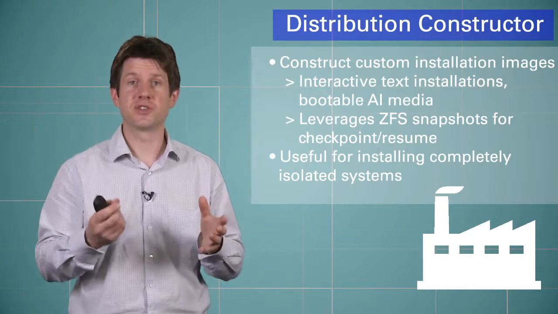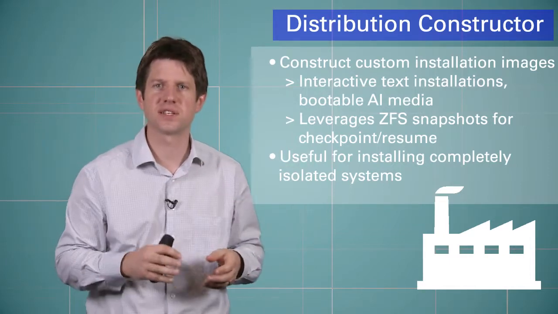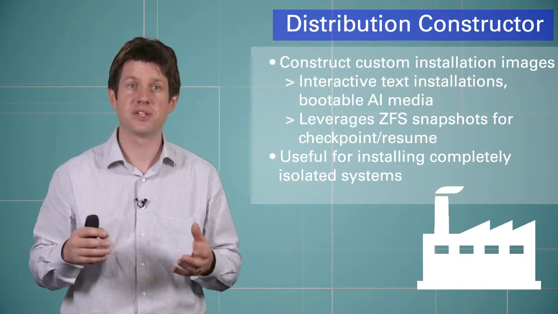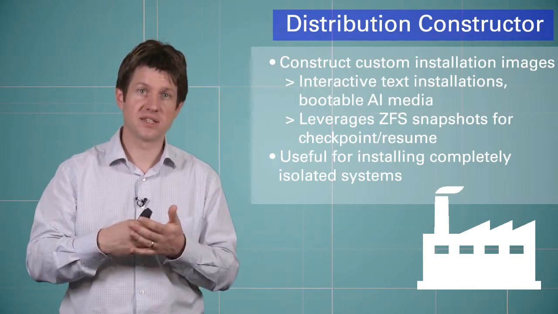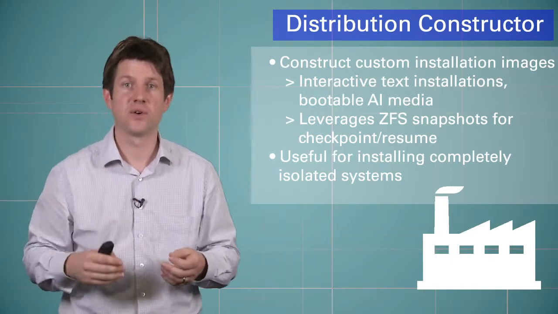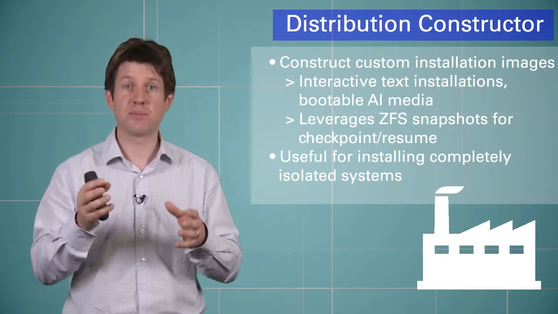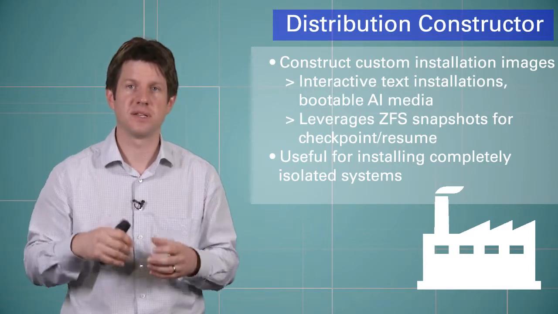The distribution constructor is a new tool that didn't have a really equivalent in the Oracle Solaris 10 environment. It allows you to be able to create customized installation images. You can interactively create text-based installers, or bootable AI, or even a live DVD. And it really leverages ZFS Snapshot for checkpoint and resume, because it's quite a slow process to be able to create a full piece of media.